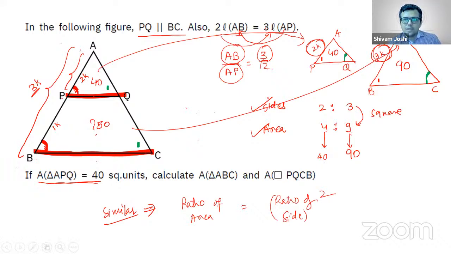How is it 50? So see, this is 90, correct? If you understand that the bigger triangle has an area of 90, the smaller one has an area of 40, so 90 minus 40, this has to be 50, no? It is simply a subtraction, nothing else.